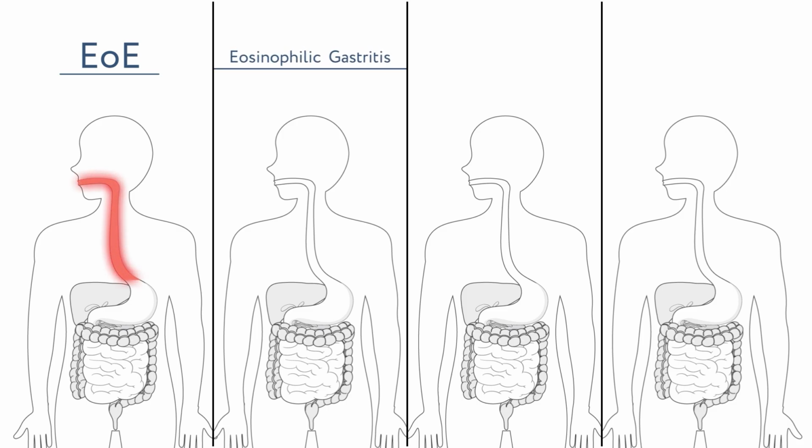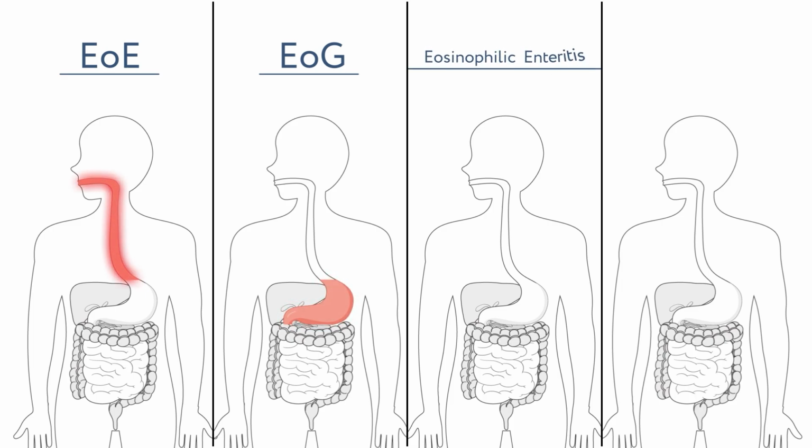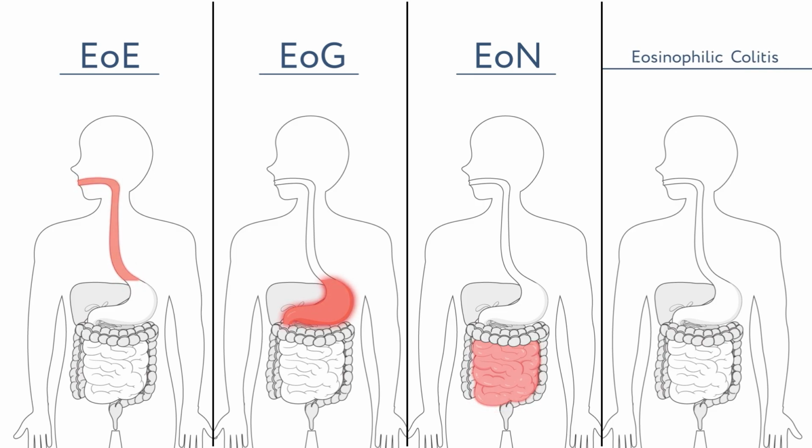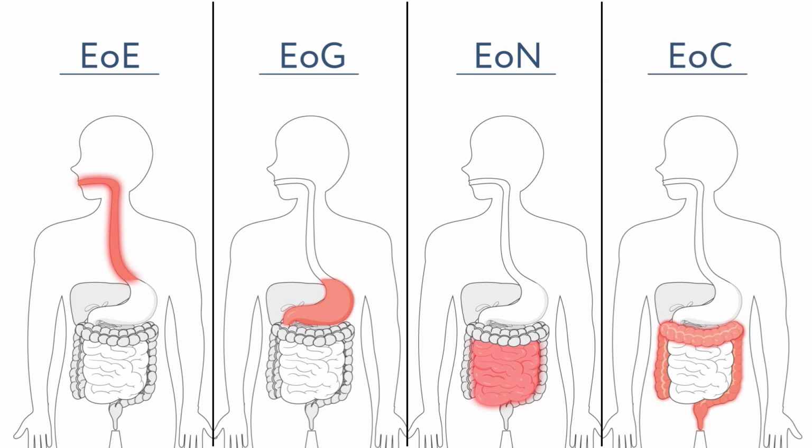Eosinophilic gastritis, or EoG, affects the stomach. Eosinophilic enteritis, or EoN, affects the small intestine. Eosinophilic colitis, or EoC, affects the colon.